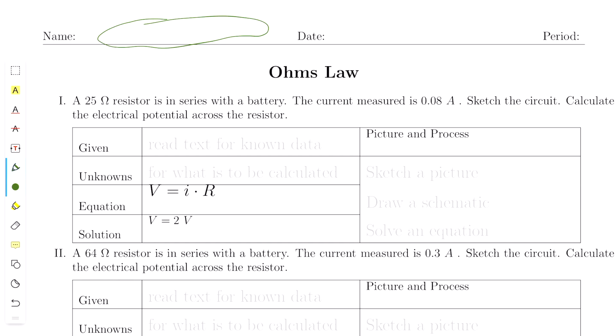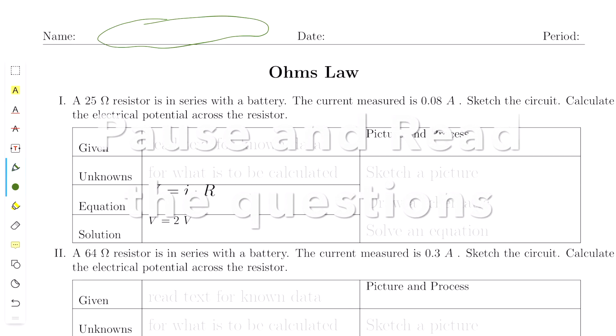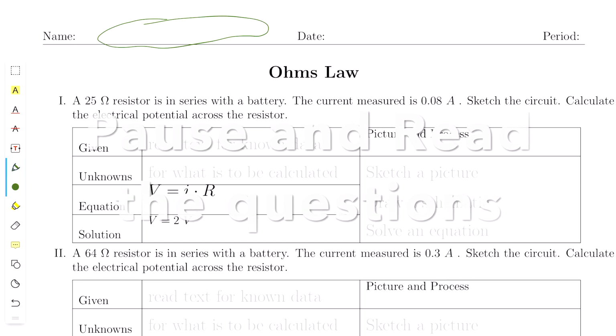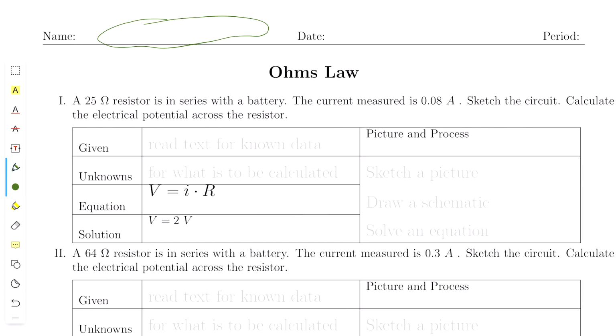Please pause this and take a few minutes to read through the questions. Part of this is comprehension. You're looking for givens, unknowns, and what the scenario is. So hopefully you've paused this, you've read the sheet, and you have understood the questions. Again, doing the math, going through the analysis, and doing the reading at the same time can be a bit challenging.